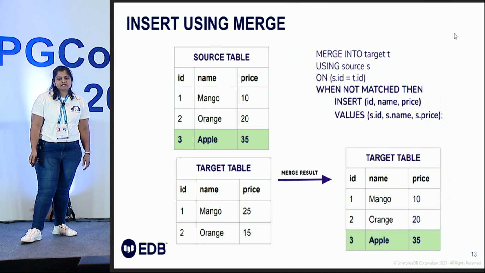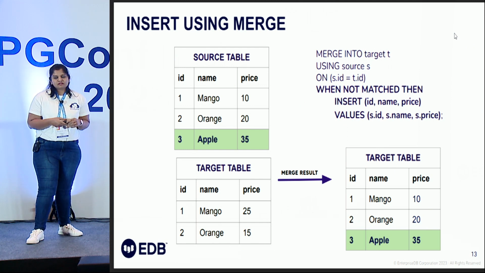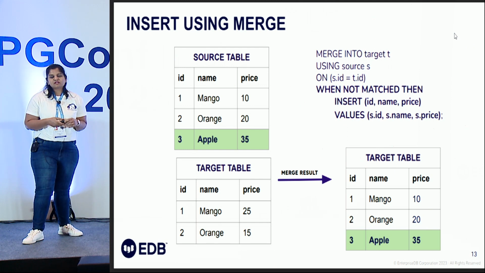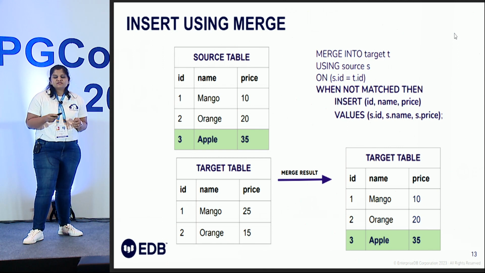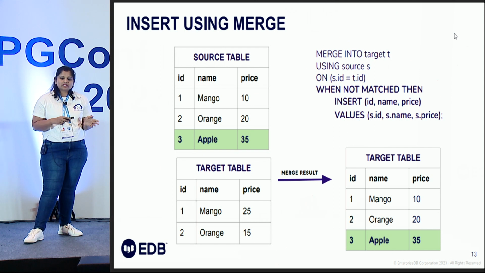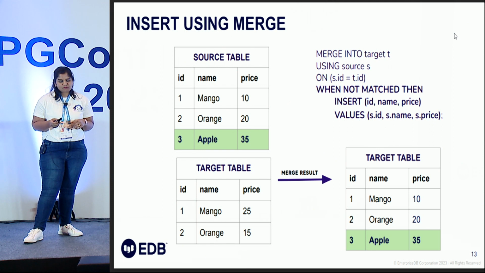Next is insert using merge. Insert comes under when not matched. If you see the merge statement, it is when not matched, then insert, with the columns you want to insert, and values. Here I am inserting all the values from the source table to the target table. However, if you have other requirements to insert different values, you can give different values at the time of inserting. In the source table there is one record that is not matching with the target. So after the merge, that record is present in the target table.